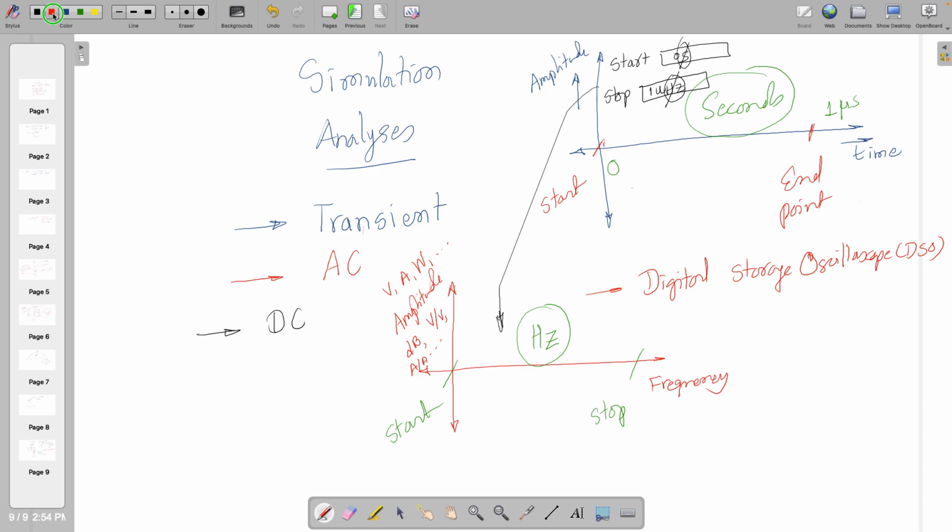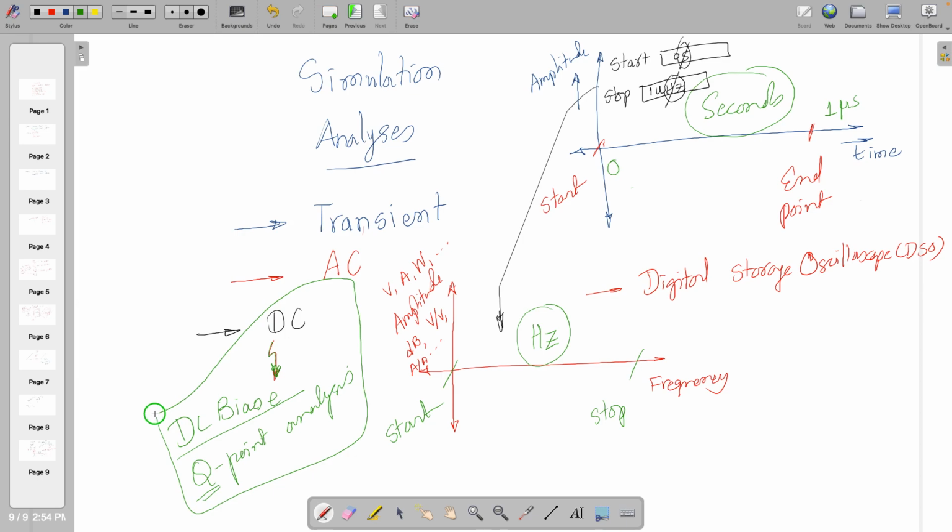But note that this also has many synonyms. Maybe after a few classes you will learn that you are also doing biasing analysis or bias analysis. Some people also call it DC bias analysis, right? And the other thing is Q point analysis. This is quiescent point, right? All are mostly synonyms to each other, so they are coming under the same analysis category.